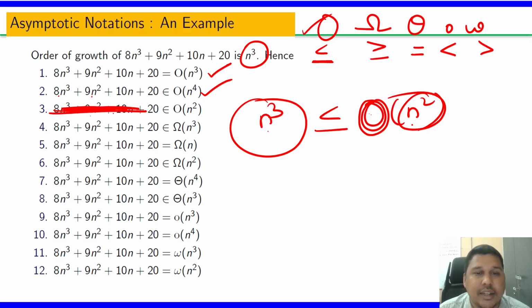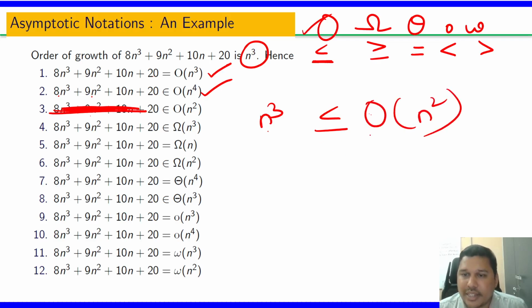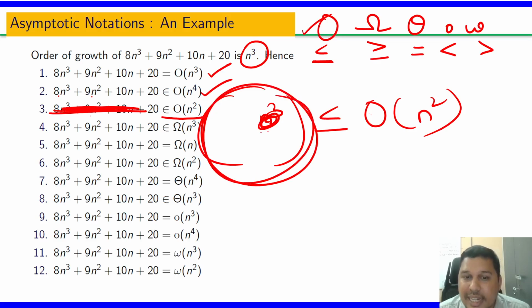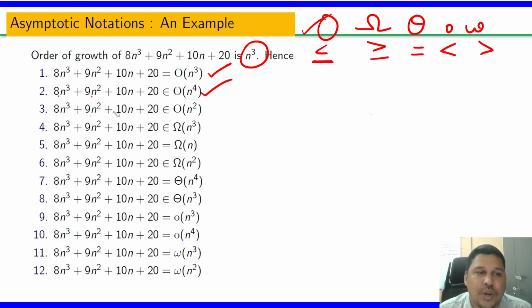I'll repeat once again. When he has used order of n square, he has given that it belongs to order of n square. It means that whatever function is there on the left hand side, its order of growth is less than n square only. Only then you can use big O. Third question, is it less than n square? No. Why? We already know it is n cube. Therefore, this is false. We cannot write like that.